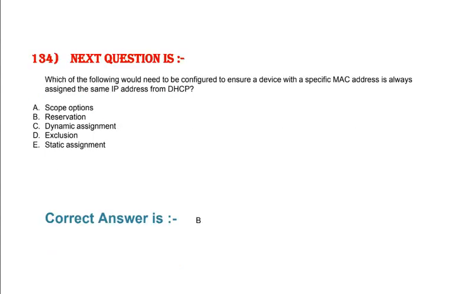Question is, which of the following would need to be configured to ensure a device with a specific MAC address is always assigned the same IP address from DHCP? Option A, scope options. Option B, reservation. Option C, dynamic assignment. Option D, exclusion. Option E, static assignment. Correct answer is option B.